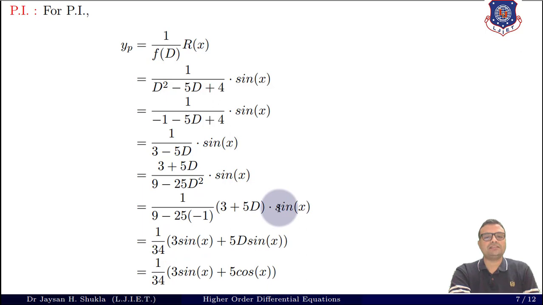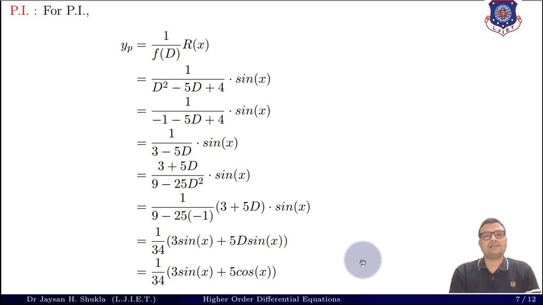And then I am operating on the sine function with 3 and 5d. So it gives me 3 times sine x plus 5 times d sine x. Now what is the meaning of d? D simply means d by dx. So I am taking the derivative of sine function with respect to x of order 1 because it is d raised to 1. So it gives me 3 sine x plus 5 times cos x.